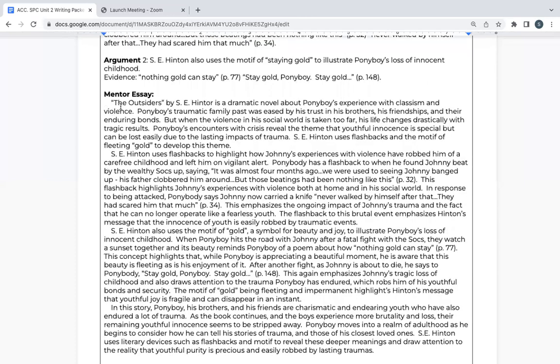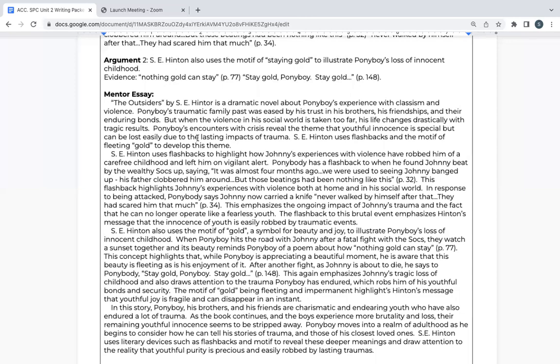Mentor essay. The Outsiders by S.E. Hinton is a dramatic novel about Ponyboy's experience with classism and violence. Ponyboy's traumatic family past was eased by his trust in his brothers, his friendships, and their enduring bonds. But when the violence in his social world is taken too far, his life changes drastically with tragic results. Ponyboy's encounters with crisis reveal the theme that youthful innocence is special, but can be lost easily due to the lasting impacts of trauma.